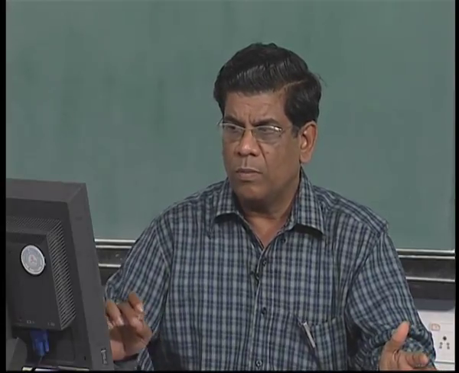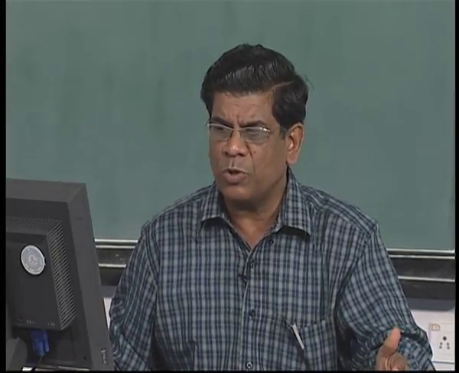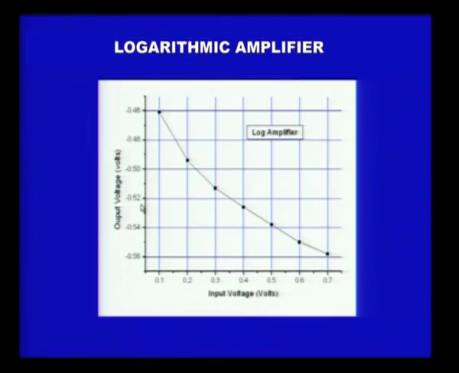Now I am showing you a graph where we can see this variation. I have applied different voltages at the inputs, 0.1, 0.2, 0.3, etc., and I looked at the output voltage. You can see when I apply 0.1, it is about 0.6 something, 0.7 we got just now. And as I keep increasing the voltage, because it is negative, it keeps decreasing in an exponential way. So this corresponds to the logarithm.